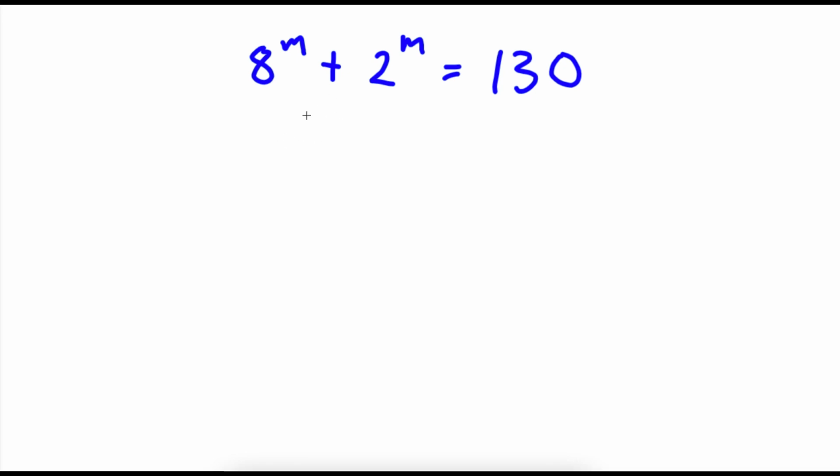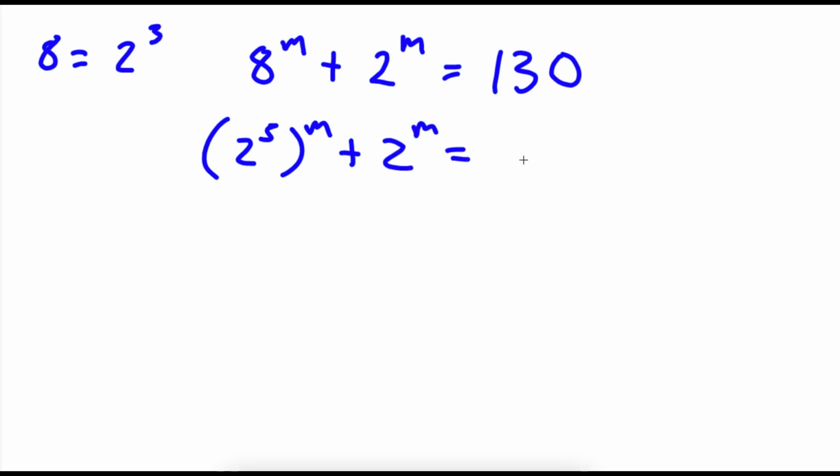In today's video, I'm going to be teaching you guys how to solve this exponential equation. So we have 8 to the power of m plus 2 to the power of m is equal to 130. Now 8 here is equal to 2 to the power of 3. So if I substitute in 2 to the power of 3 for 8, I get 2 to the power of 3 to the power of m plus 2 to the power of m is equal to 130.